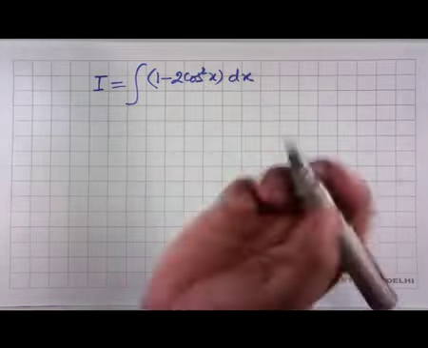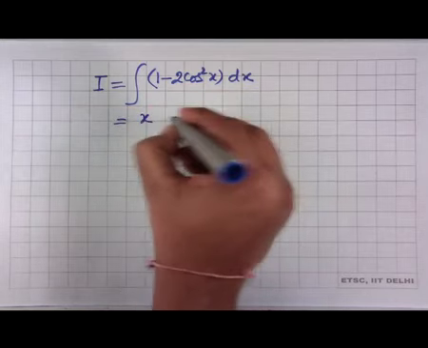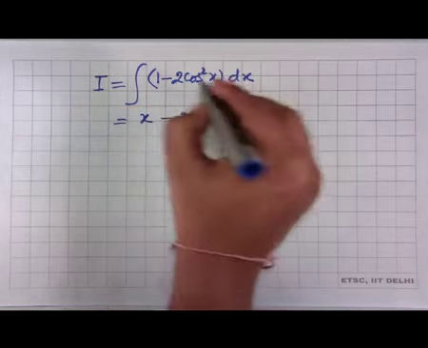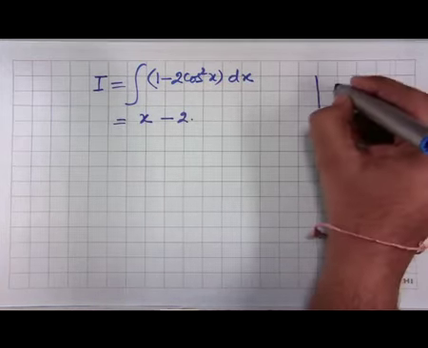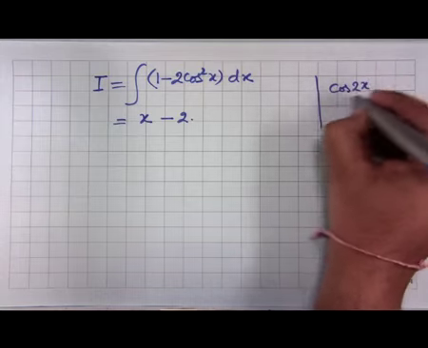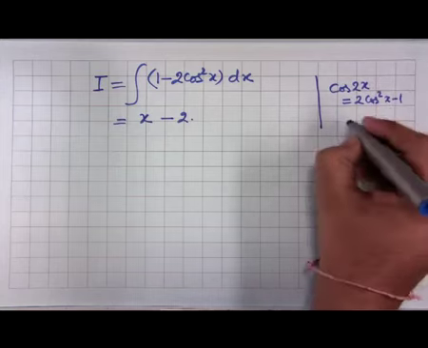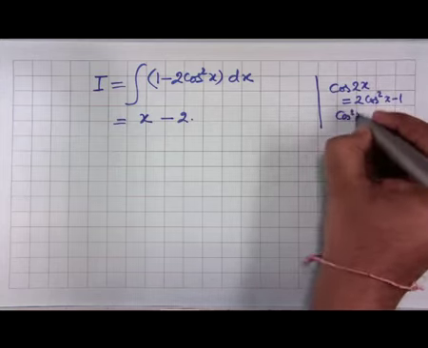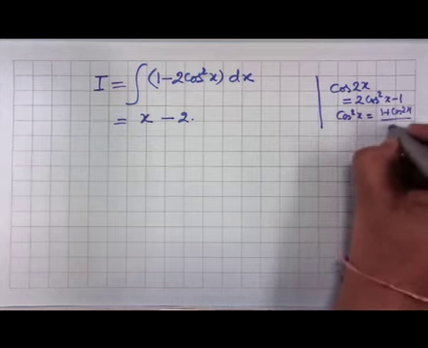Now, you can easily evaluate this integral. So, first term: integral of (x minus 2 cos square x). For the square cos function, we have to convert it into a linear function. We know that cos 2x is equal to 2 cos square x minus 1. Therefore, cos square x is nothing but (1 plus cos 2x) by 2.